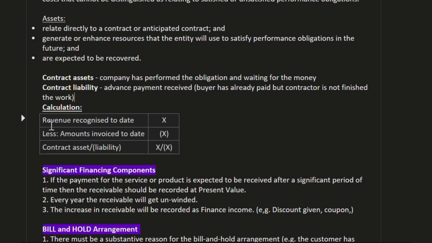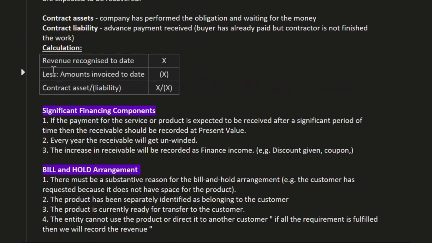For the calculation, we take revenue recognized to date, less the amount invoiced to date, and the remaining will be the contract asset or contract liability. And this calculation is generally for when we recognize the revenue over time.